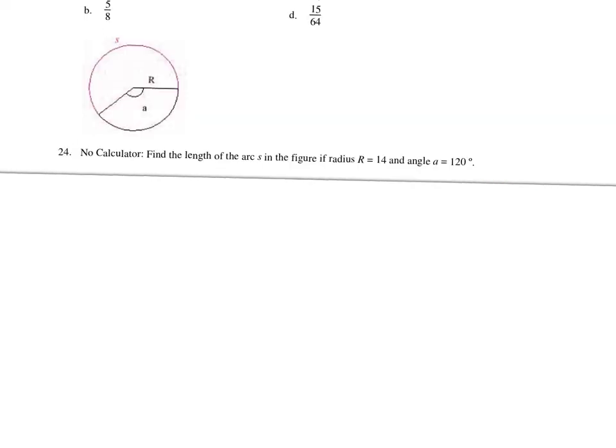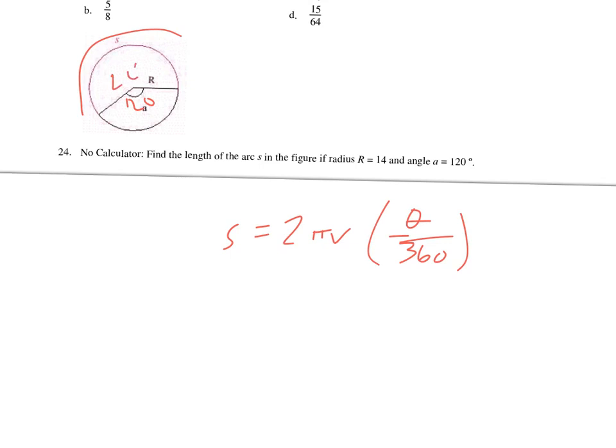All right, next up here, they want the arc length. So we're using degrees, so I'm going to say it's 2 pi r times theta over 360. The tricky part on this one is that they give us this one as 120, but they're asking us about that one, which is actually 240. So I need to plug that in as 14, and then this will be 240 over 360. And so then you need to reduce that. I'll let you guys handle that.